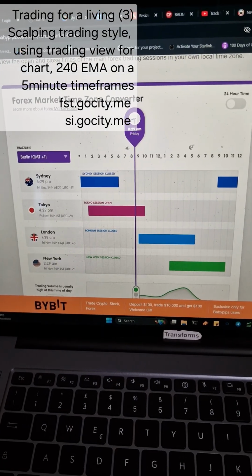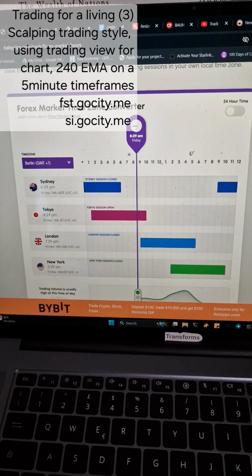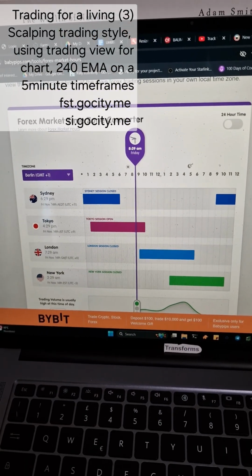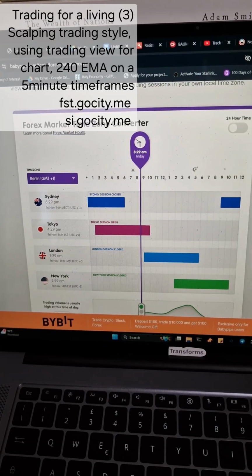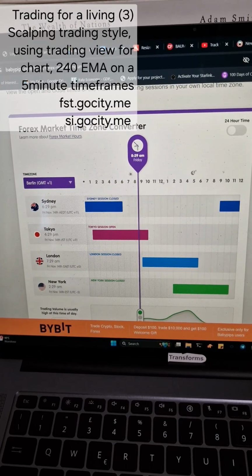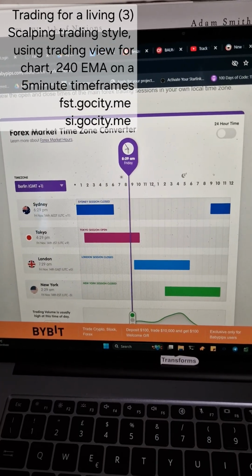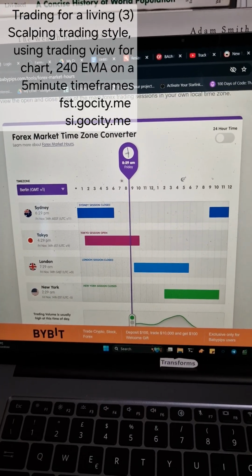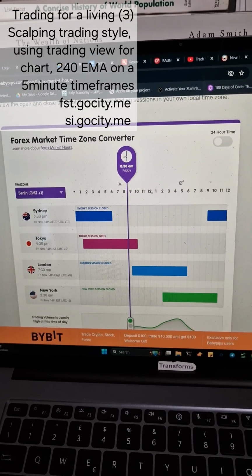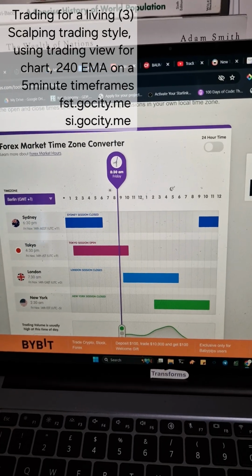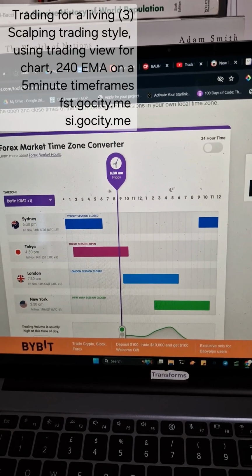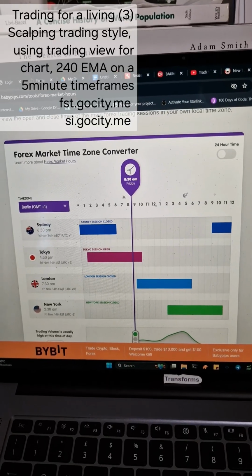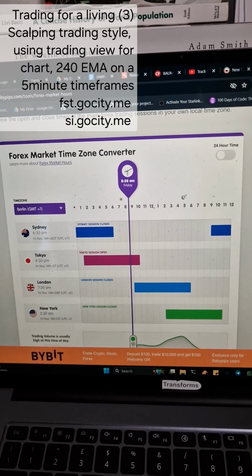Okay, we can see that the time is approaching, and this period is about 8:29, let's say approximately 8:30 now, and within the next 30 minutes the London session will be open. And before then, I want to take you guys on a close look at the scalping systems that we'll have and how they function.